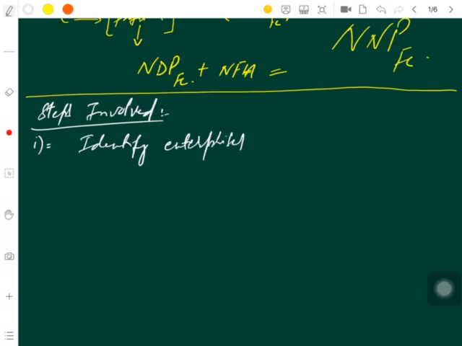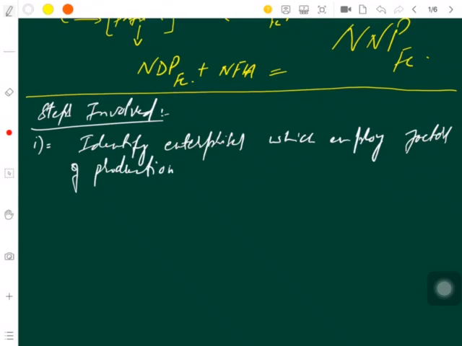Identify enterprises which employ factors of production. What are the factors of production? Again, land, labor, capital, and entrepreneur. So these are the factors of production. We will have to look first at which enterprise is employing this factor of production.